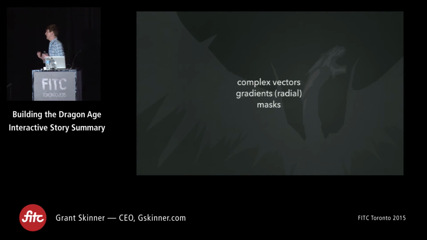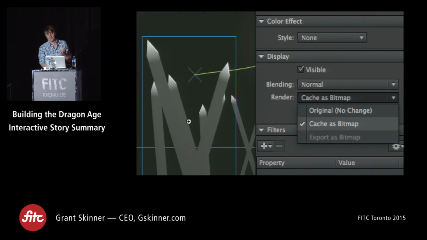And it became clear early on that this was less a code problem and more a content problem, right? We could optimize things, but if you had a ton of complex vectors or a lot of radial gradients or a lot of masks on screen, things just slowed down. And there was nothing that we could do in code to really fix that issue. So we had to find some way of empowering our designers or our animators to create performant output.